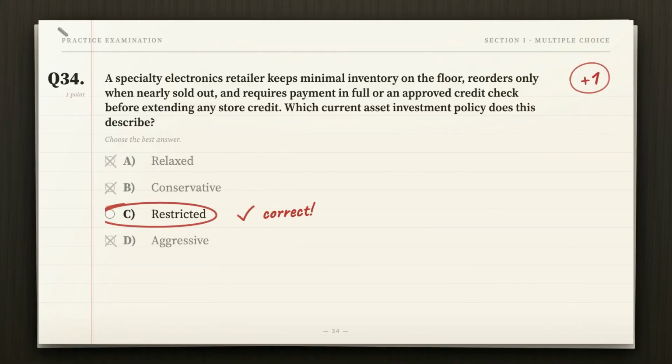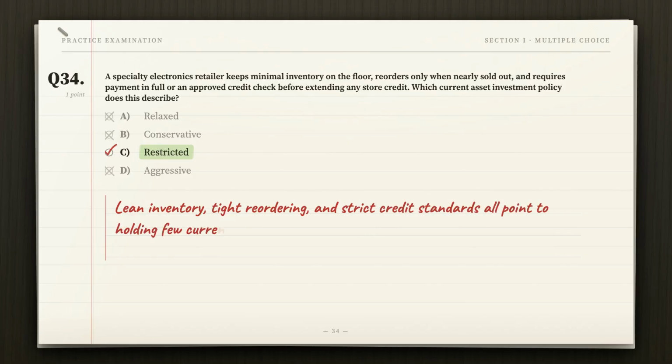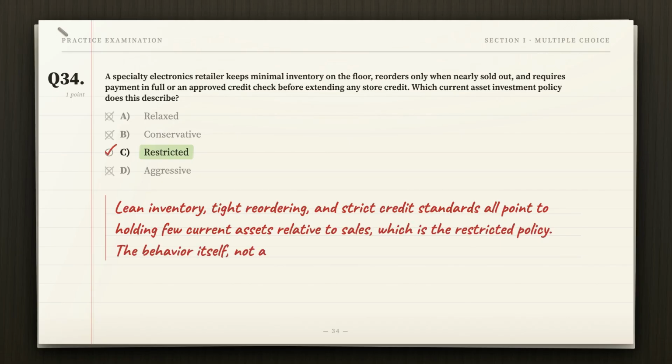The correct answer is C. Restricted. C is correct because lean inventory, tight reordering, and strict credit standards all point to holding few current assets relative to sales, which is the restricted policy. The behavior itself, not any label, gives it away.